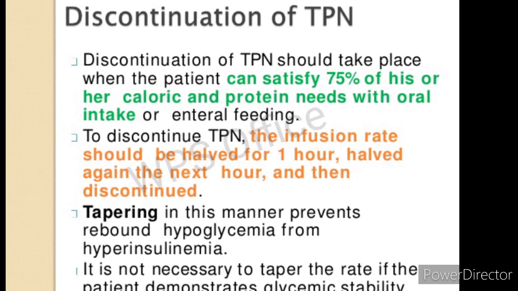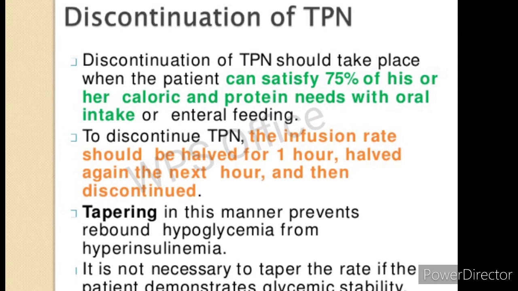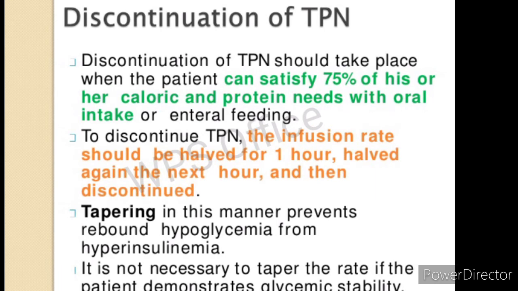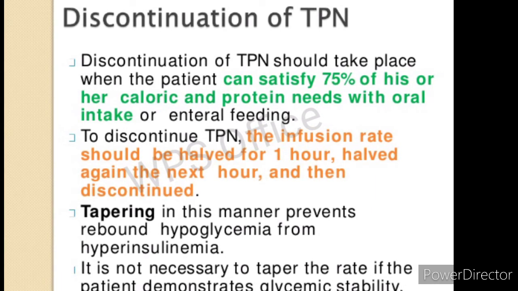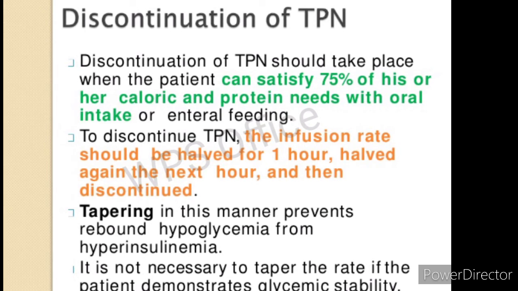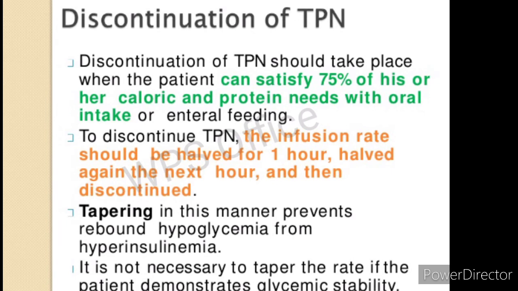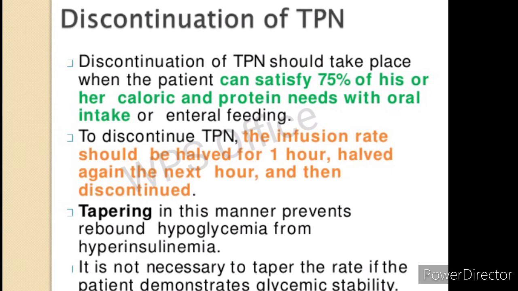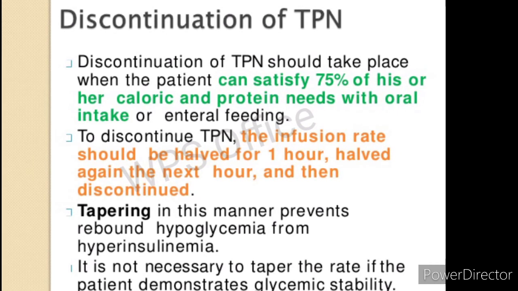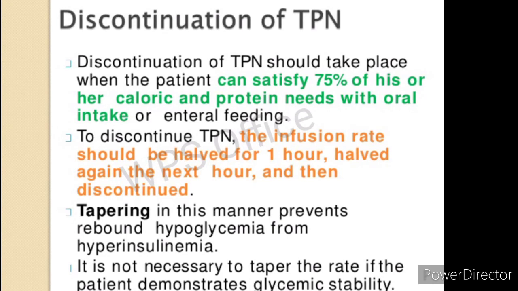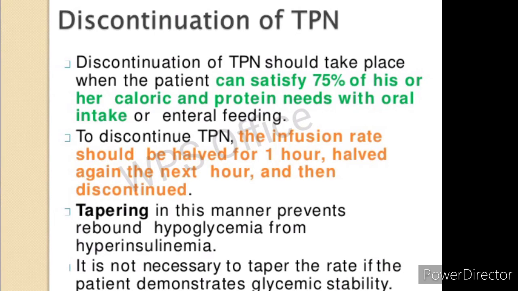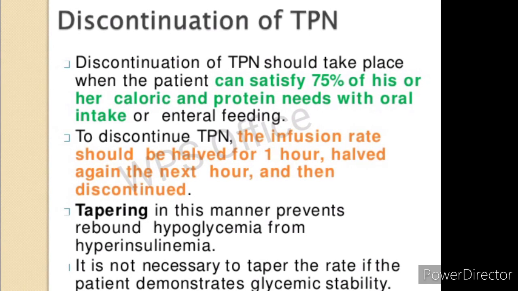Hypoglycemia means a low level of sugar, and hyperinsulinemia means high levels of insulin. It is not necessary to taper the rate if the patient demonstrates glycemic stability. If the patient has a normal sugar level, then it is not necessary to taper. But if the patient has glycemic instability, it should be tapered. Tapering means slowly reducing the amount of flow.